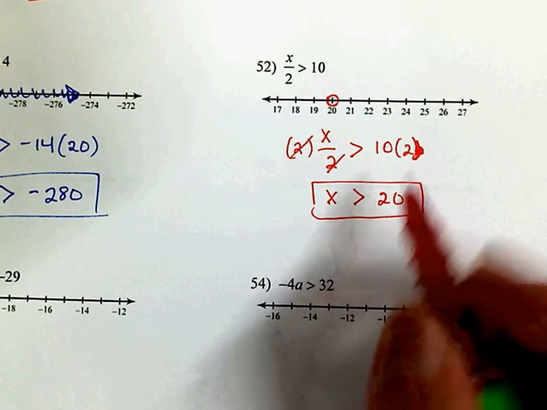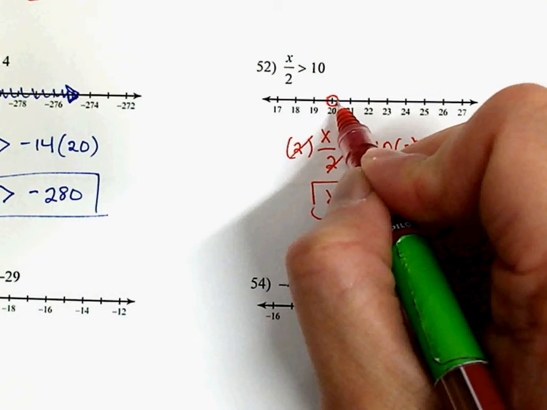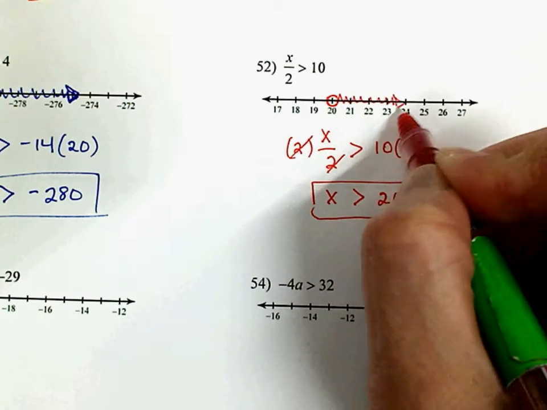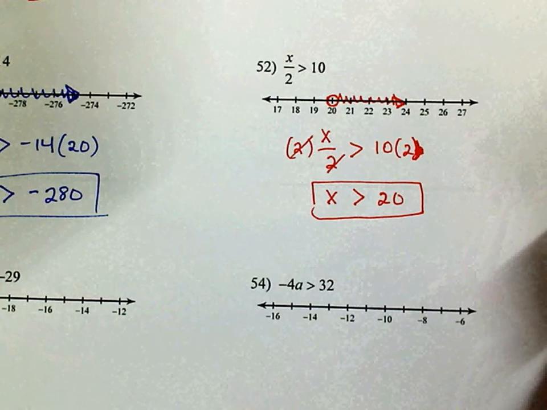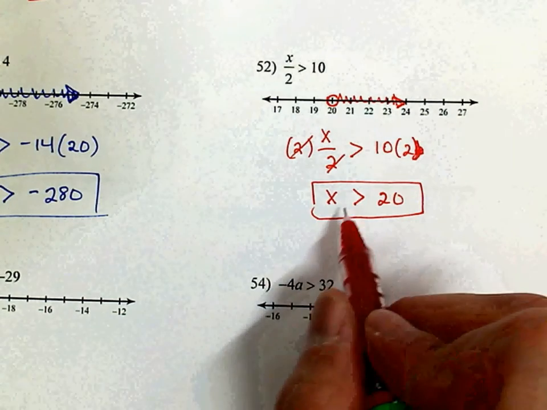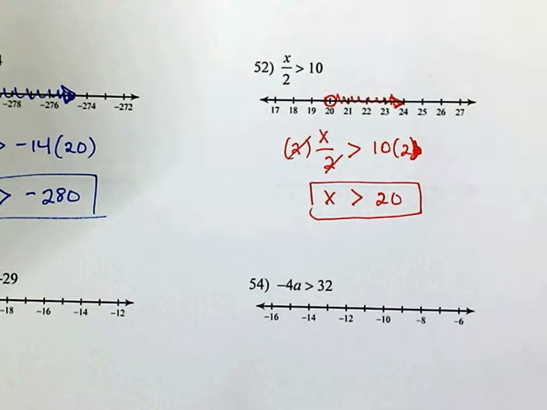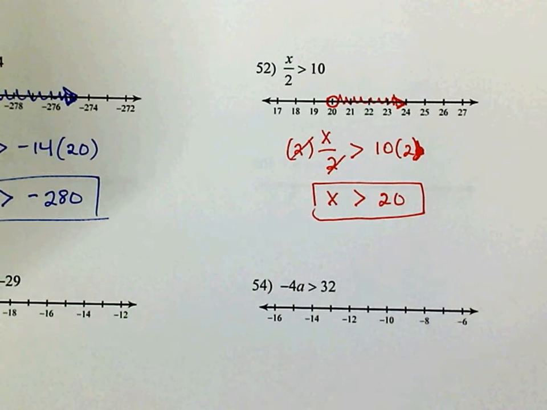Greater than 20. Which way is greater than? To the right. Am I going too fast? You okay? See how this is greater than? Big, greater than. Next to the letter. Whatever's next to the letter. Okay? All right. Okay. Melissa, I want you to do 53.